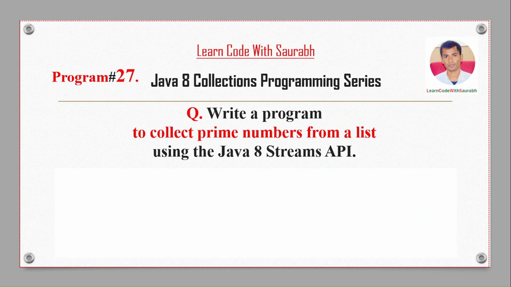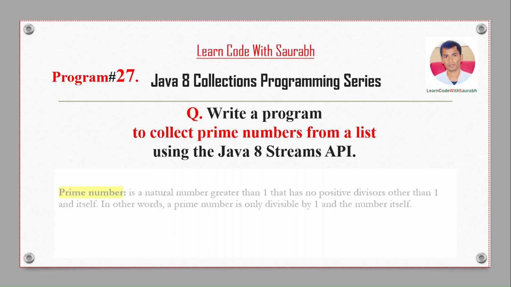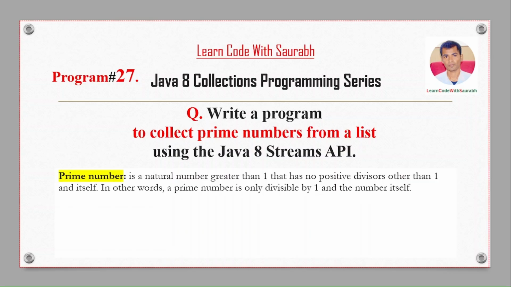Today I'm going to show a program to pick prime numbers from a list using the Java 8 Stream API. Basically, a prime number is a natural number greater than 1 that has no positive divisors other than 1 and itself. In other words, a prime number is only divisible by 1 and the number itself.